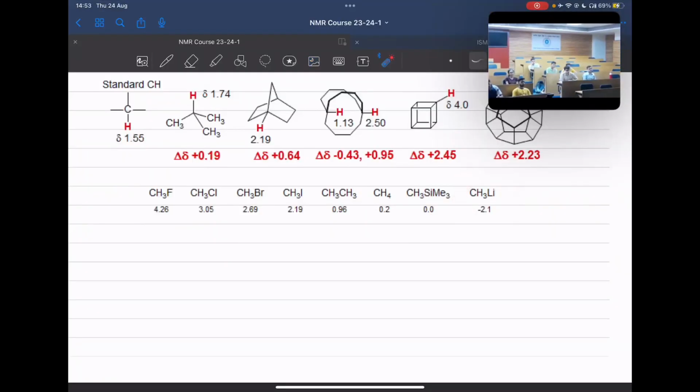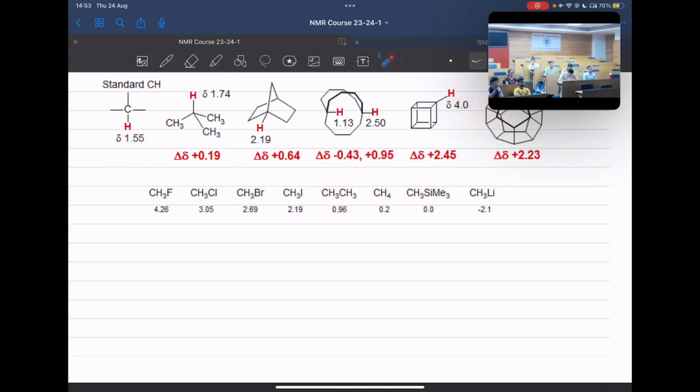When you have CH3Li, it goes to -2 ppm. Tetramethylsilane, where the methyl group is attached to a silicon, you reference at 0 ppm. Methane, when dissolved in a solvent, is measured at 0.2 ppm, meaning that it's very close to this. The difference comes up largely because the carbon is now attached to a silicon versus a proton. That gives a small difference.